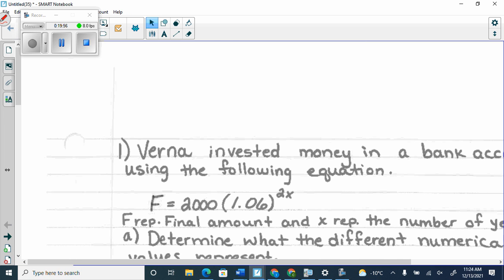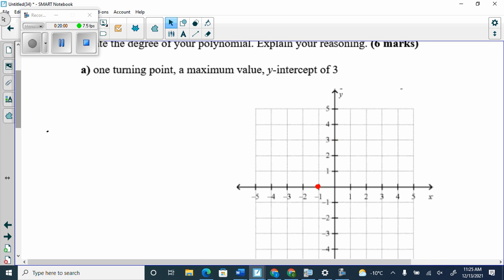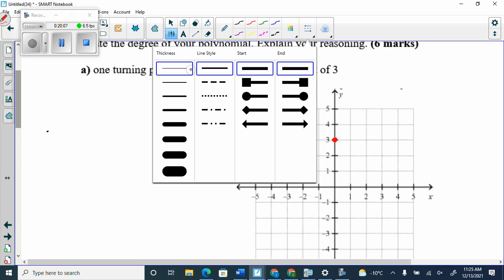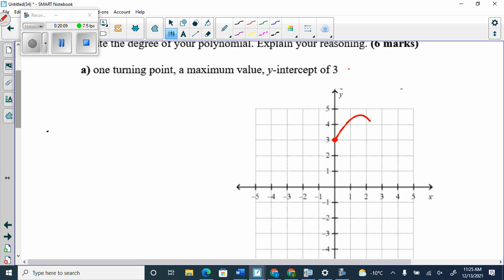So I could go, that is not, I feel like magic was happening right there. So I could go like anything like this, as long as it's symmetrical, right? And then it says the degree is 2. And explaining your reasoning, if there's one turning point, it can only be a quadratic, because cubics have 2 or none. Linears have none.